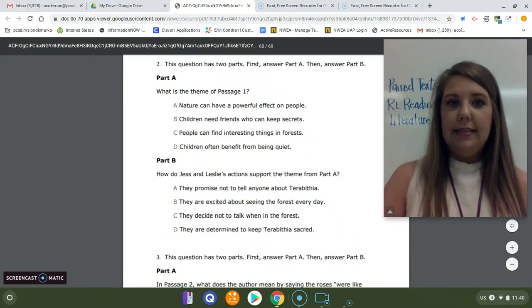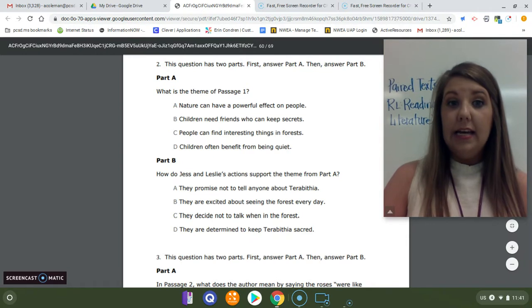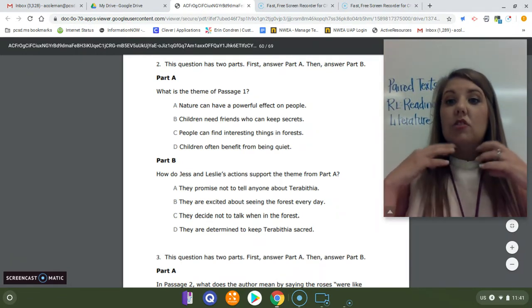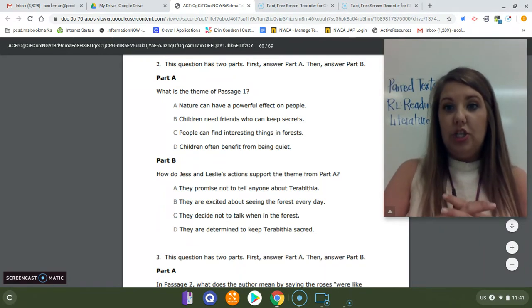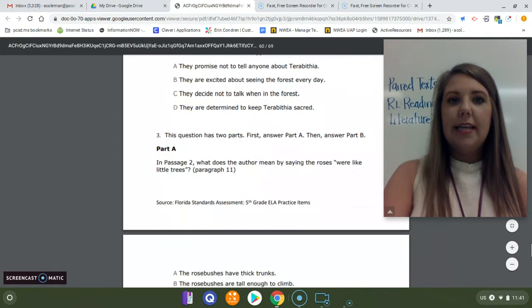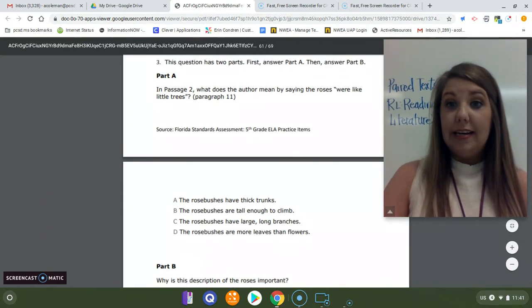Part B says, how do Jess and Leslie's actions support the theme from part A? So we want to know how Jess and Leslie's actions support that theme. Whatever we choose as the theme, we're going to have support from that. Let's go down to number 3. We notice that it is also part A, part B.